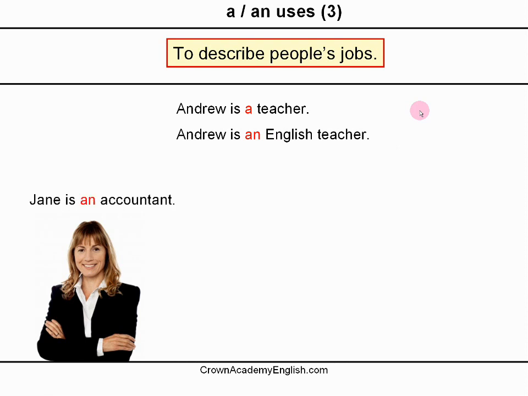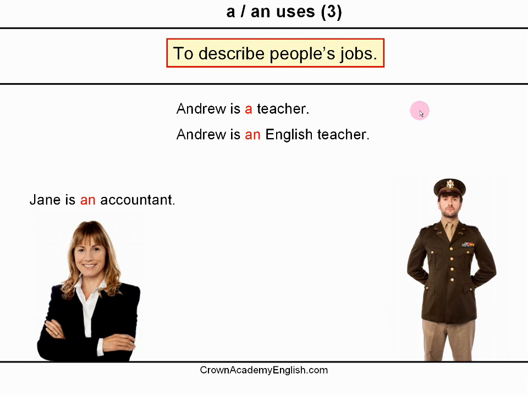Jane is an accountant. It's difficult to say that. Jane is an accountant. I want to be a soldier. So every time we refer to people's jobs, we always use the indefinite article.